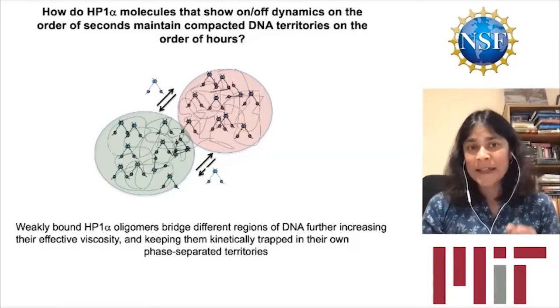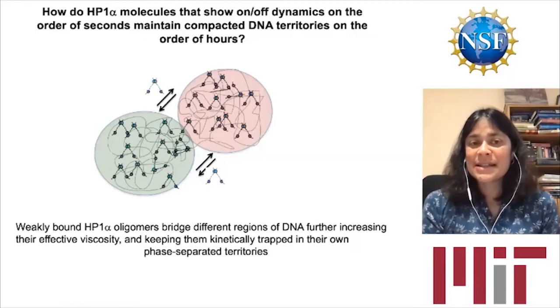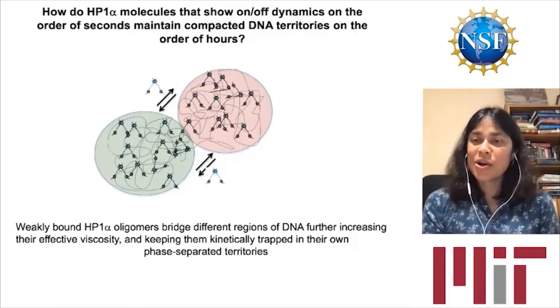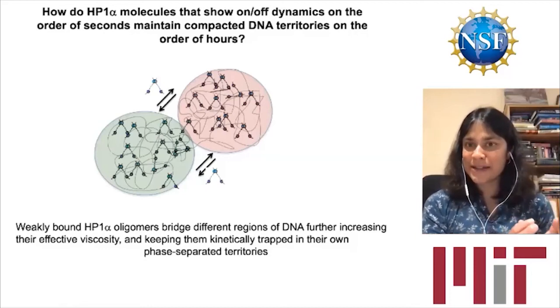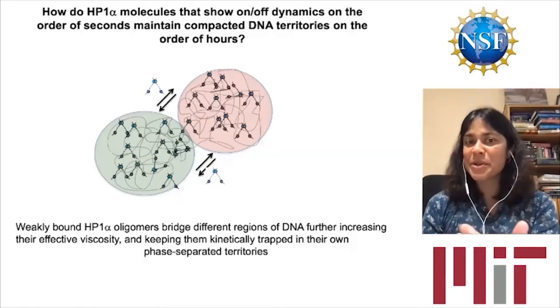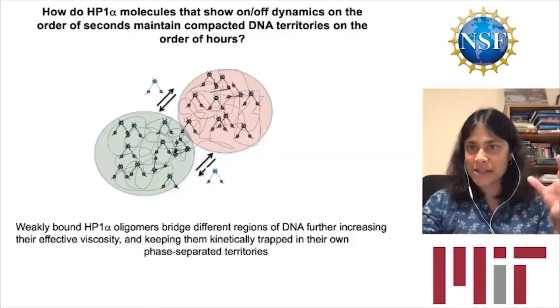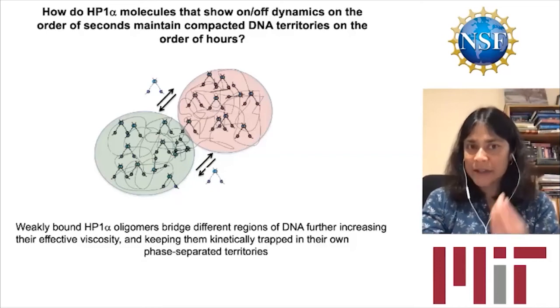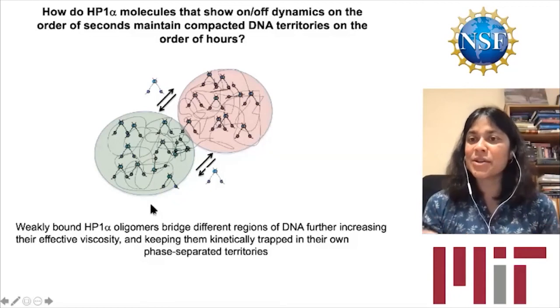So what I'm suggesting in this model is that HP1 molecules are not just behaving like the polyions I described in the beginning. They're not just neutralizing the charge of the DNA, but they're doing something more. They're cross-bridging and adding additional interaction energy to hold the DNA down. If that's the case, we thought this might be reflected in the stability of the system.